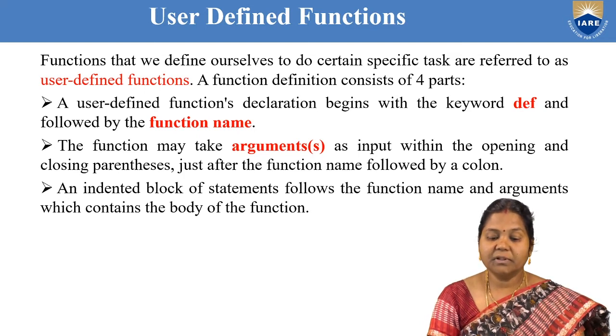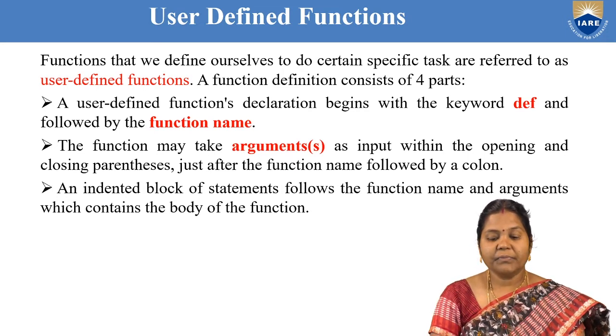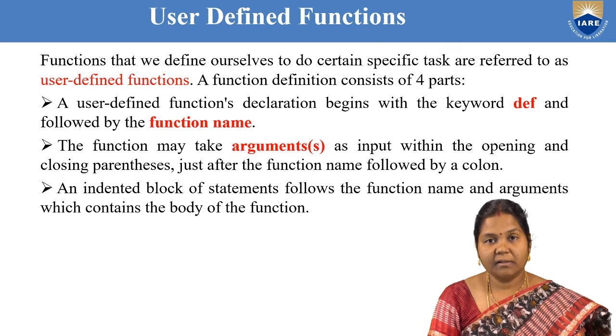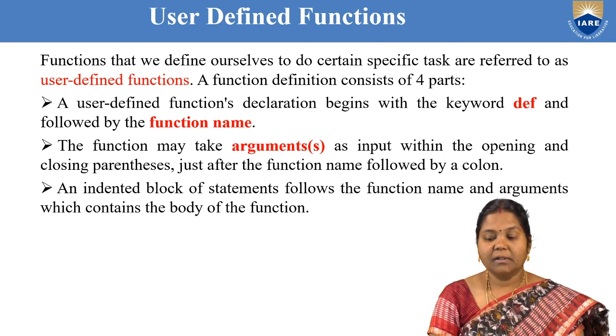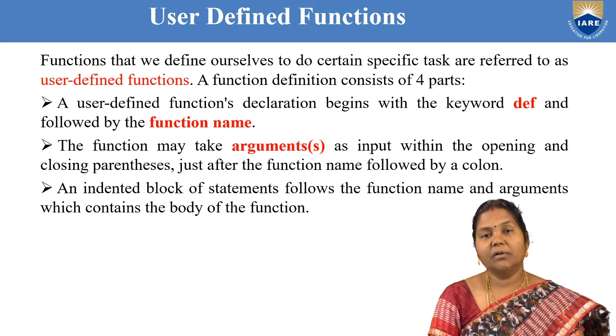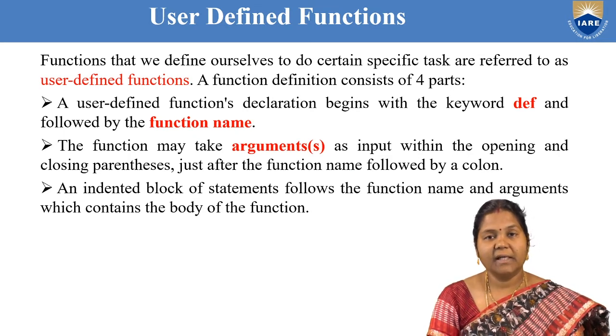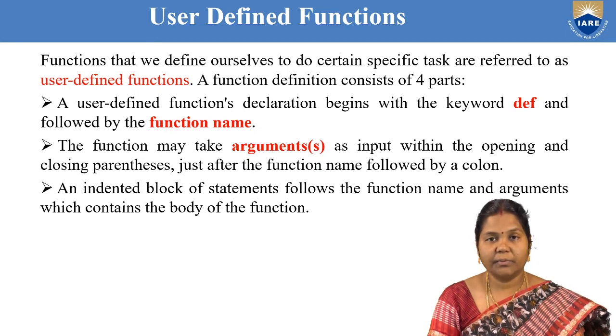So here a user-defined function's declaration begins with the keyword def followed by the name of the function. Now, the function may or may not take a set of arguments or parameters. Those parameters or arguments are normally written using parentheses. If the function takes a number of arguments or parameters, a list of arguments is given separated by commas. If the function does not take any arguments, simply open the bracket and close it like that.